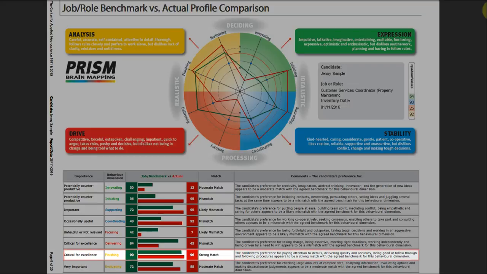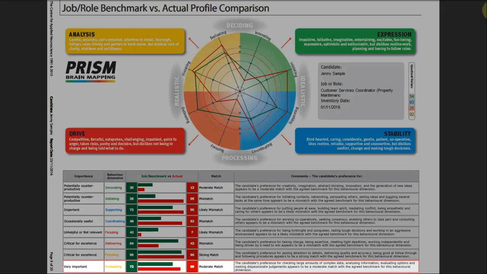Finishing. The candidate's preference for paying attention to details, delivering quality and accuracy, being good at follow-through and following procedures. The role requires 90 and is critical for excellence in the role. The candidate also has a high score of 96, so this is a strong match.